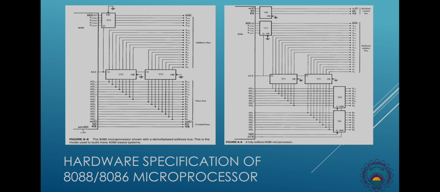The last four address lines are multiplexed with status lines, and those are demultiplexed by using the third latch. And the unidirectional buffer is connected with M/IO bar, read bar, and write bar. So all of these three control signals are buffered by using a unidirectional buffer.